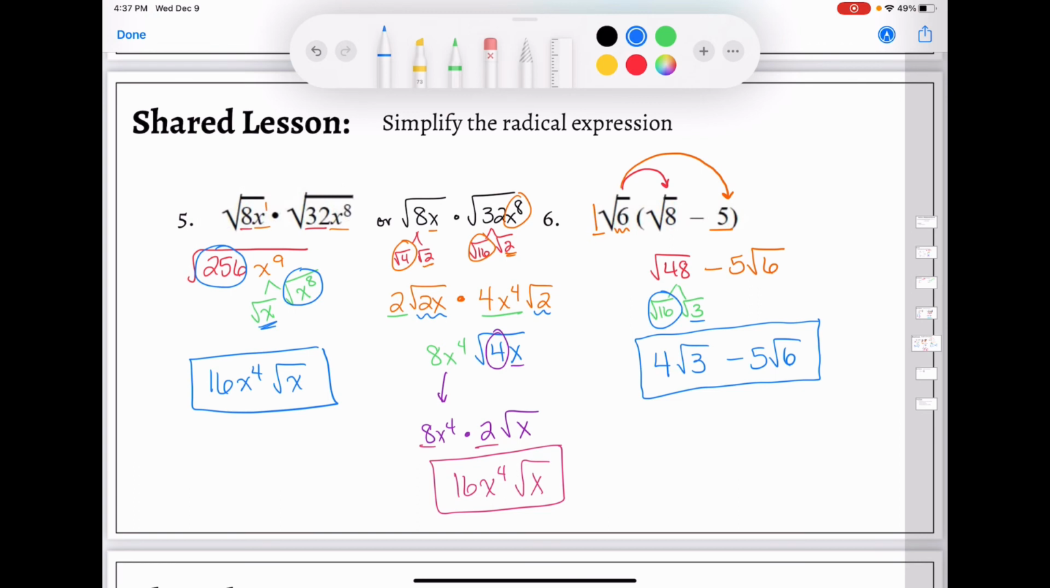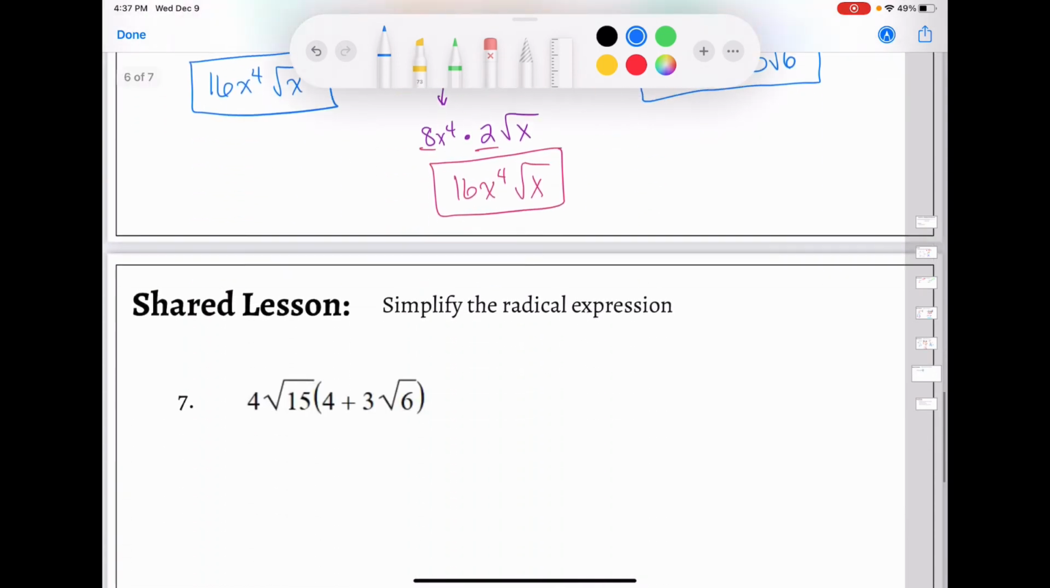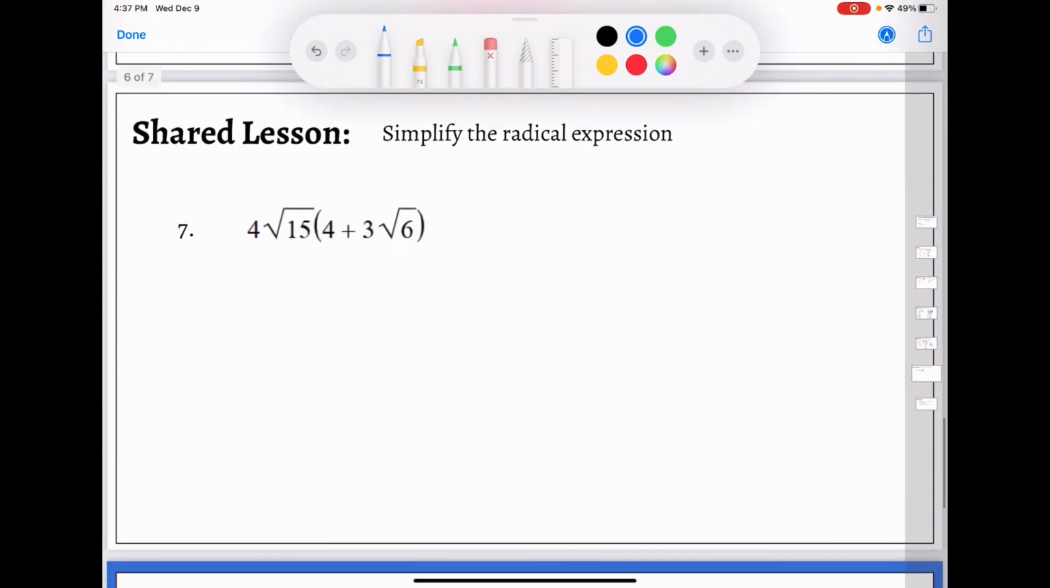So this distributing idea really combines multiplying with adding and subtracting from the last lesson. All right, I got one more of those for you to do. Try this one on your own. Make sure that you understand the distributing.